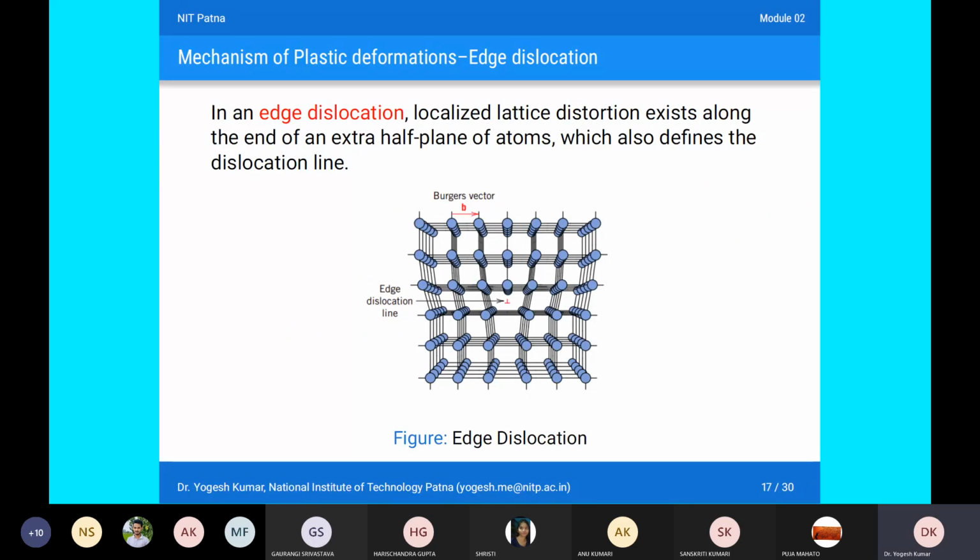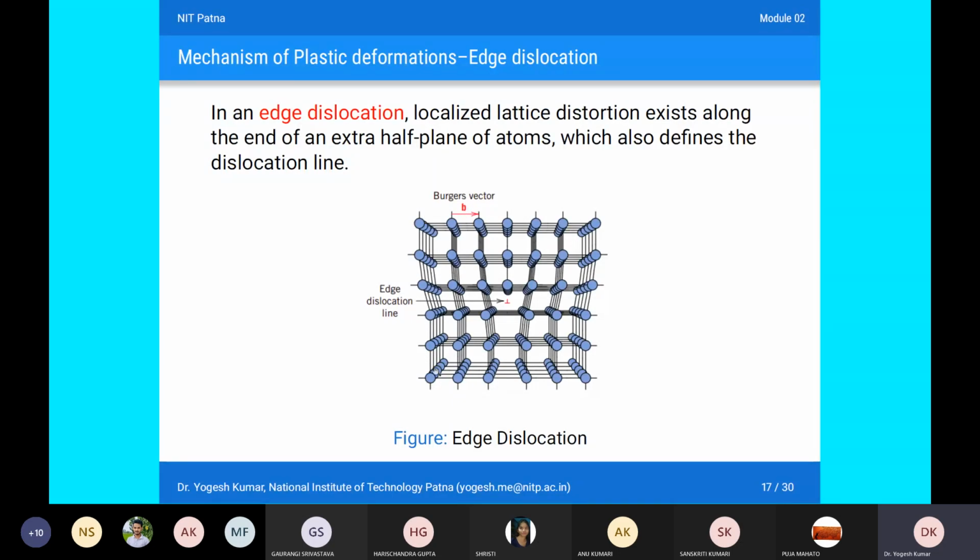Okay, so suppose this is a crystal structure which you are seeing. Okay, and we are first taking edge dislocation. So in edge dislocation, localized lattice distortion exists along the end of an extra half plane of atoms, which also defines the dislocation line.